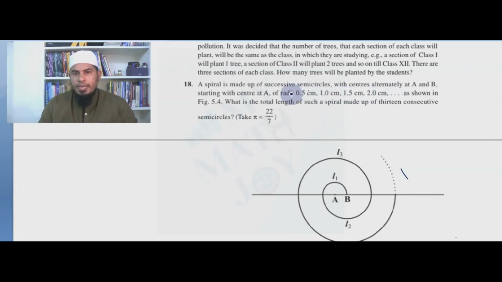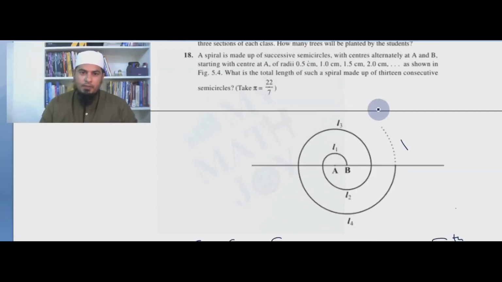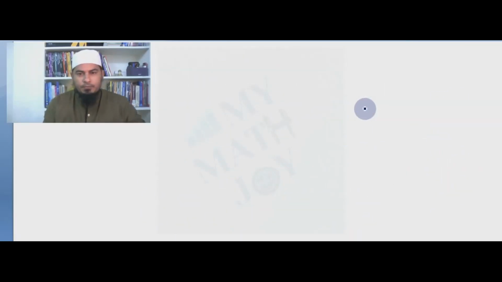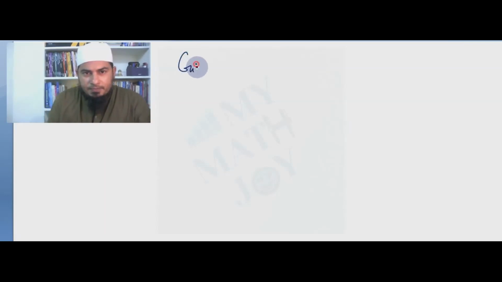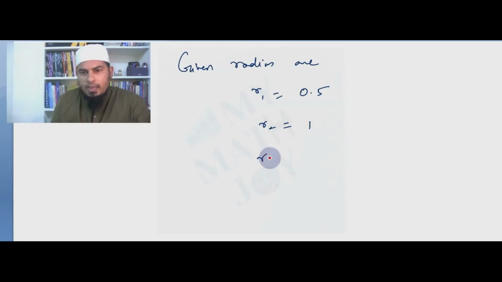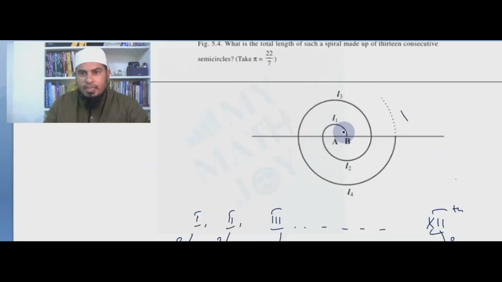So the first radius is 0.5, then as shown in the figure, what is the total length of such a spiral made with 13 consecutive semicircles? So given radius r, starting with r1 is 0.5, then r2 is 1, then r3 is 1.5, and so on. It is given, if you observe carefully.